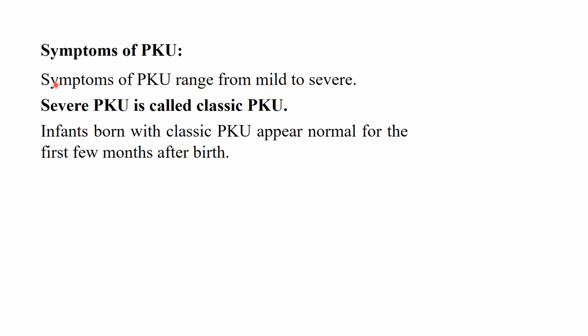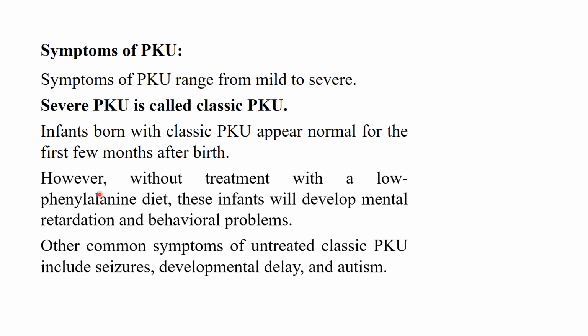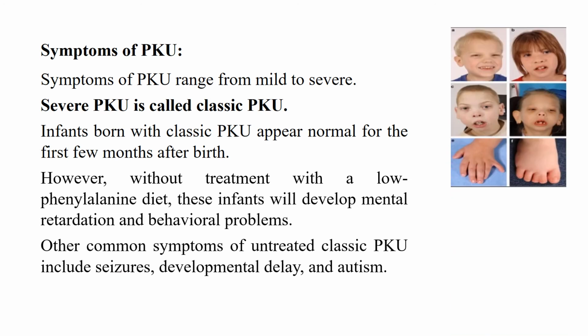Symptoms of phenylketonuria range from mild to severe. Severe PKU is called classic PKU. Infants born with classic PKU appear normal for the first few months after birth. However, without treatment with a low phenylalanine diet, these infants will develop mental retardation and behavior problems. Other common symptoms of untreated classic PKU include seizures, developmental delay, and autism. These are different types of symptoms of PKU.